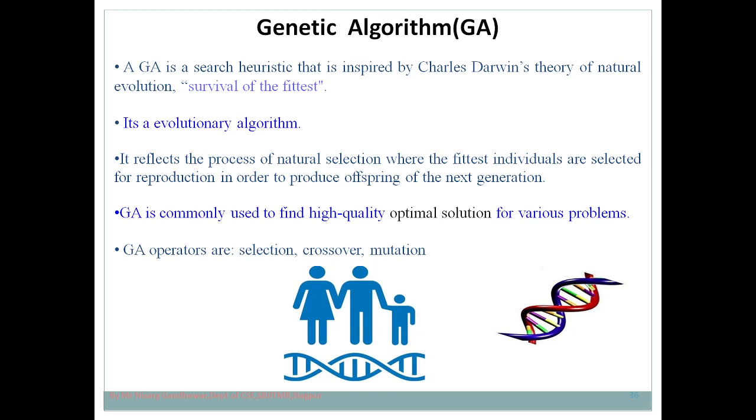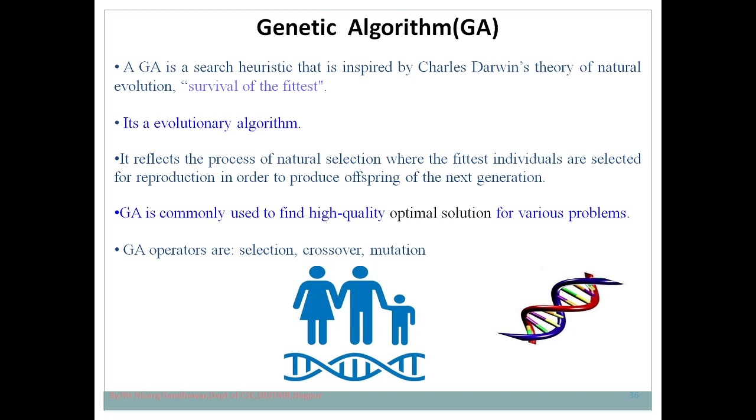So genetic algorithm helps us to find a high quality optimal solution for various problems, and it is in the category of evolutionary algorithms, because evolution takes place where from a parent an offspring is generated, then again from that offspring another offspring is generated. In this way the concept of evolution is there. So we can say genetic algorithm is an evolutionary algorithm. It is used to find a high quality optimal solution.